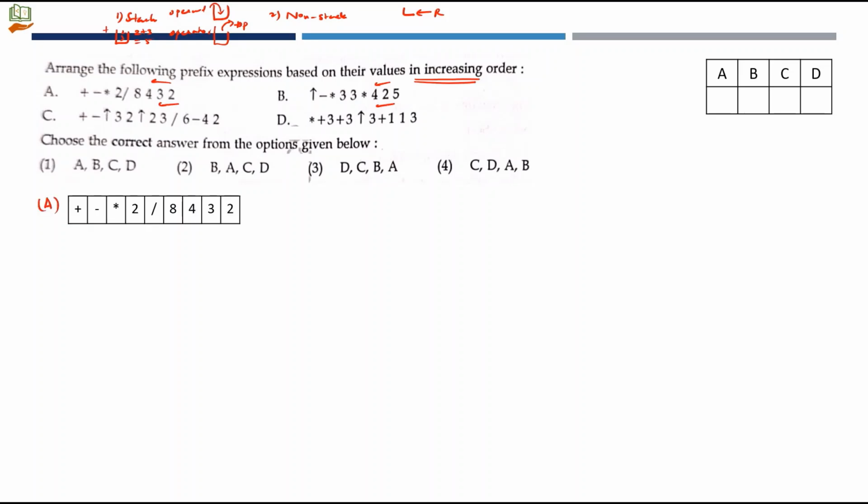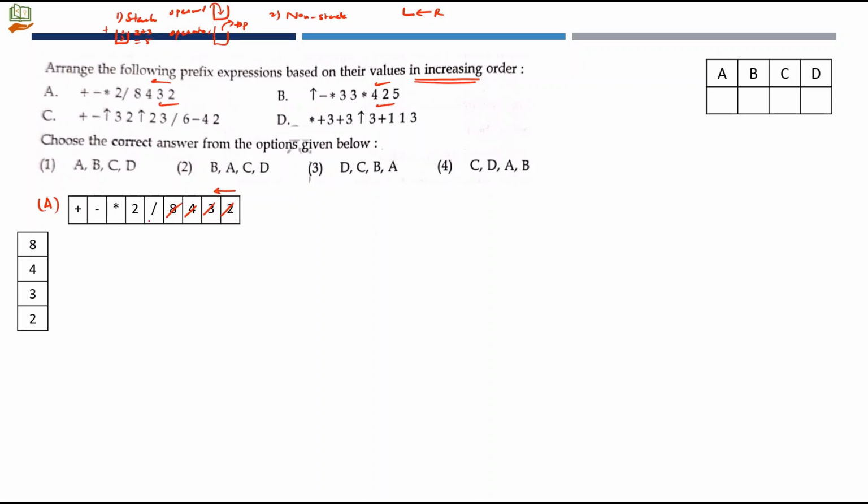Let's take the A expression. Now we have to take a stack. In the stack, I said we have to go in this order. So there are 4 operands in the starting, 2, 3, 4, 8. So we will push all the 4 operands together. Since we have pushed everything into the stack, we will just cancel them for our clarity.